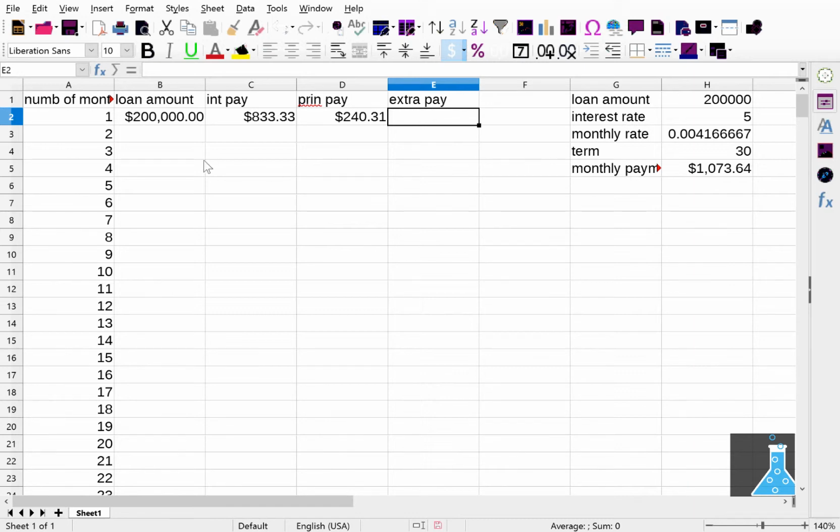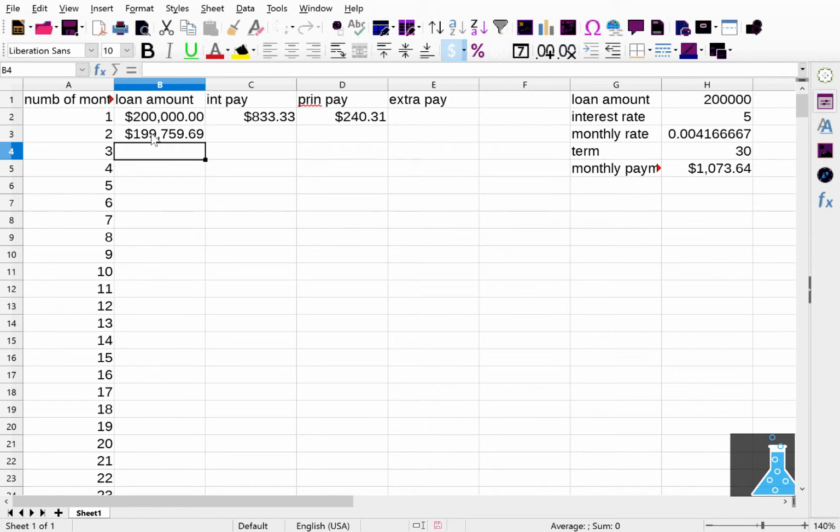Okay, all right. For month number 2, my loan amount is not the same anymore because I paid some amount to principal, this much. So this one equals this amount minus my principal payment, minus any amount that I paid extra to principal. Okay, so that's my amount now, and then I'll calculate the interest the same way.